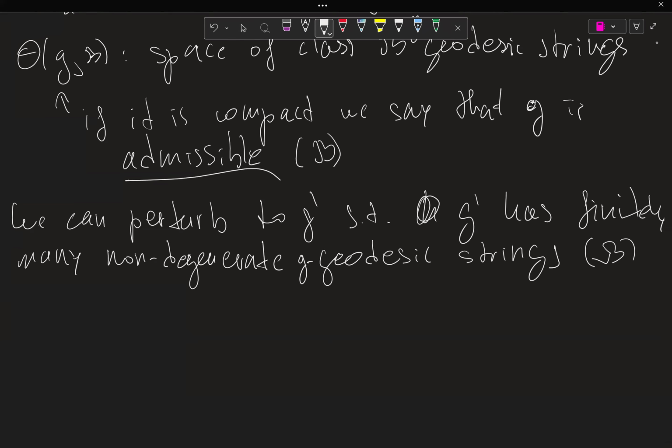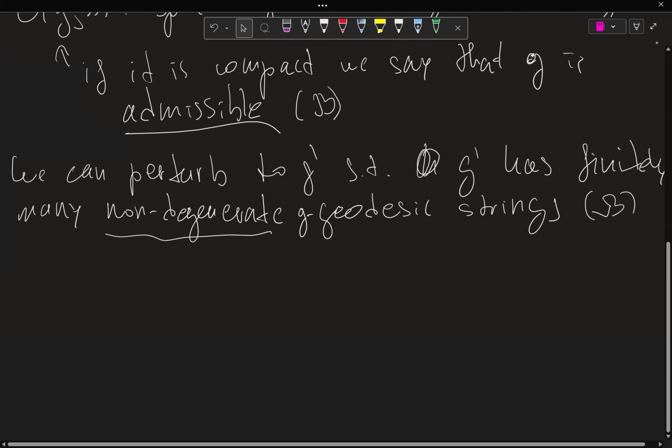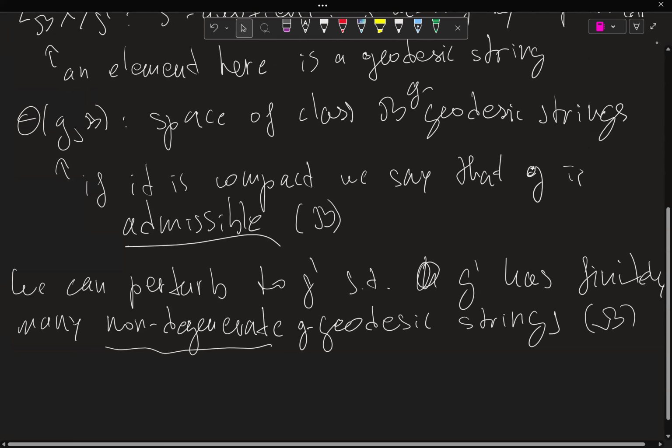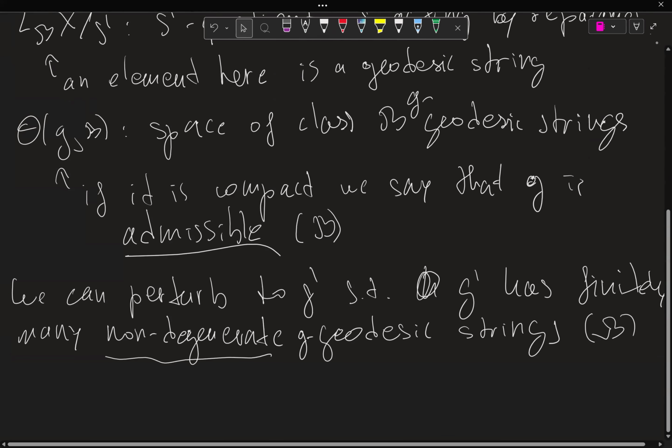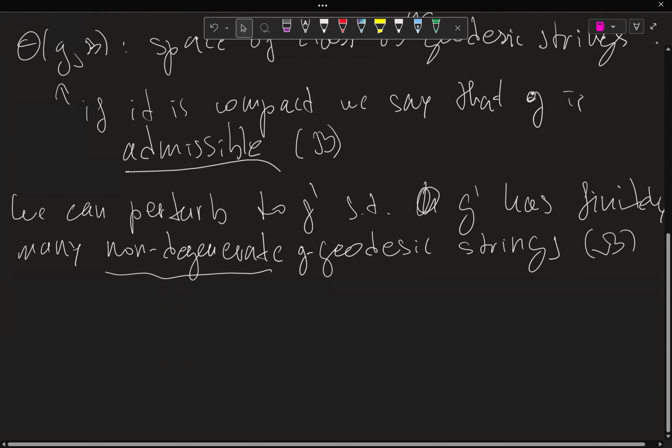Non-degenerate is basically the usual Riemannian geometry notion. From the Morse theory perspective, it just means that as a critical point of the energy functional, it's maximally non-degenerate. Geodesic strings are always closed, so this is just talking about closed geodesics here. I hope we're okay so far.